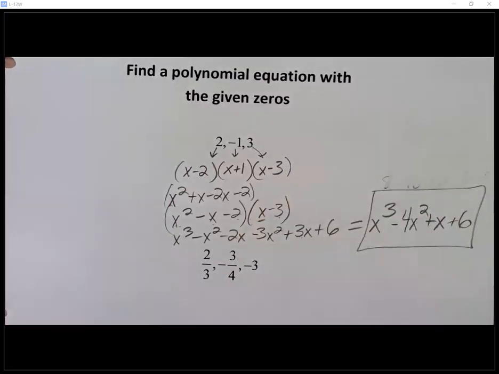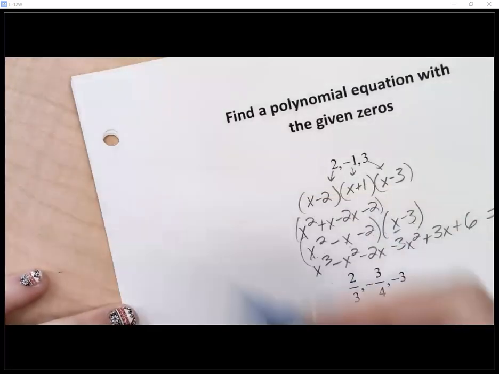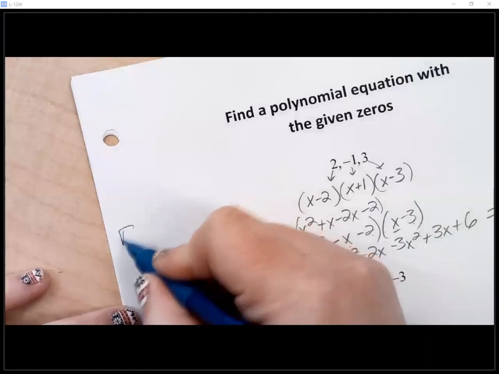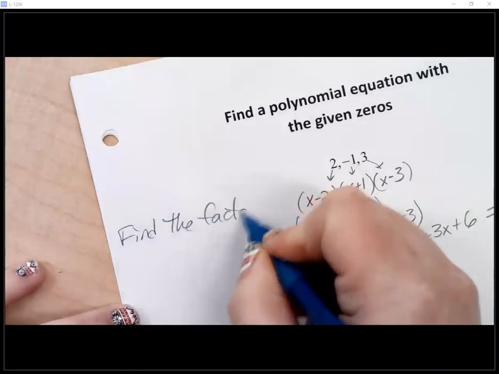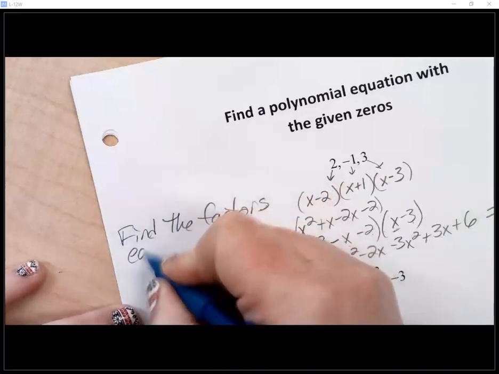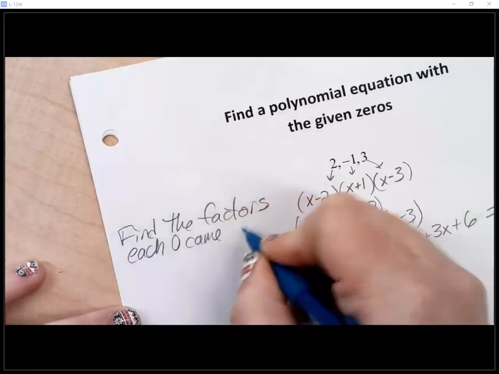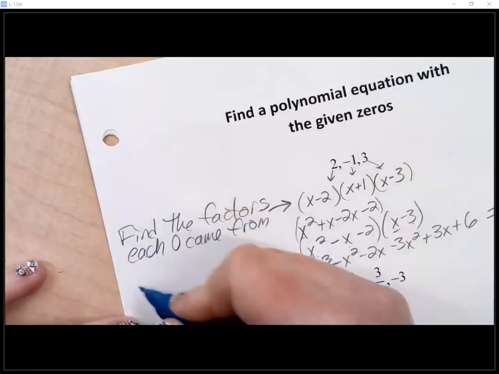So I guess if you want to just put it in words, first you're going to find the factors each 0 came from. And then multiply them together.